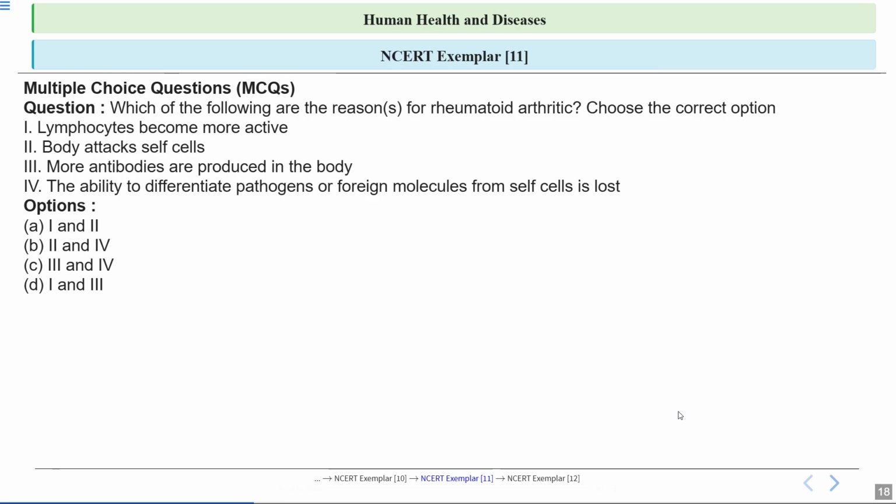Next question: which of the following are the reasons for rheumatoid arthritis? You have to choose the correct option. First, lymphocytes become more active. Second, the body attacks cells. Third, more antibodies are produced in the body. And the fourth, the ability to differentiate pathogens or foreign molecules from cells is lost. So we have four options, and you have to select the correct answer from these four options.